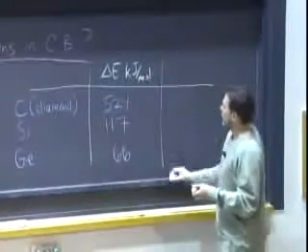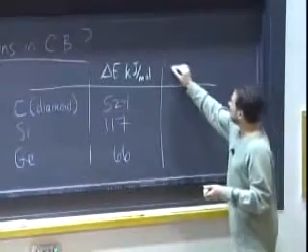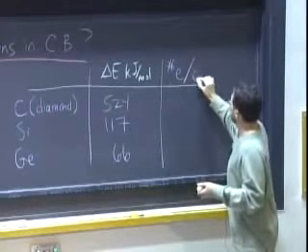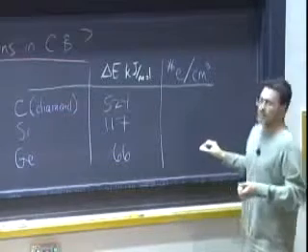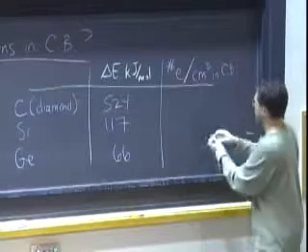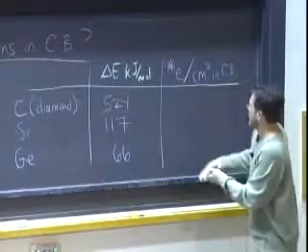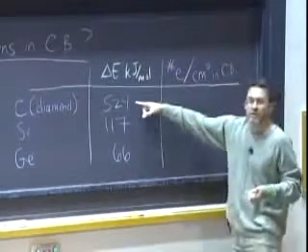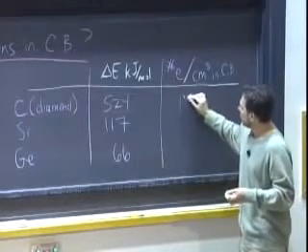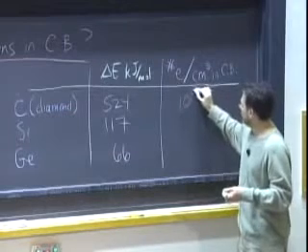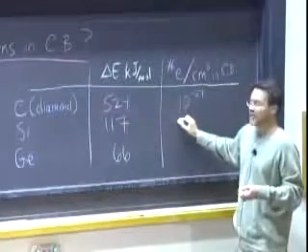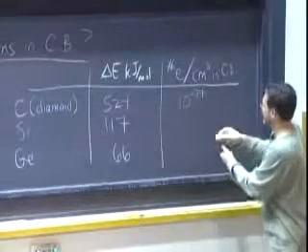Okay? And that corresponds to here's the number of electrons per centimeter cubed in the material in the conduction band. And based on this large energy gap in the diamond structure, this value is on the order of 10 to the minus 27. Very small. This is an insulator. Diamond is an insulator.